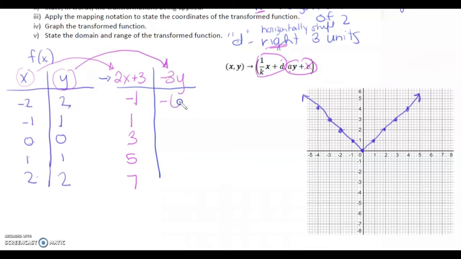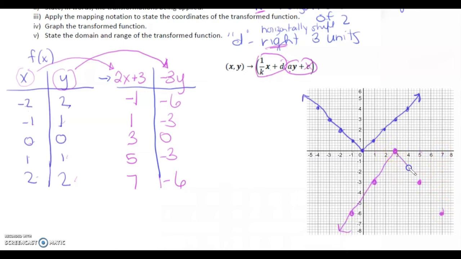So 2 times -3 is -6. 1 times -3 is -3. 0 remains at 0. 1 times -3 is -3. 2 times -3 is -6. So let's go ahead and plot -1, -6, 1, -3, 3, 0, 5, -3, and 7, -6. And we can see that this is definitely in the shape of a V.